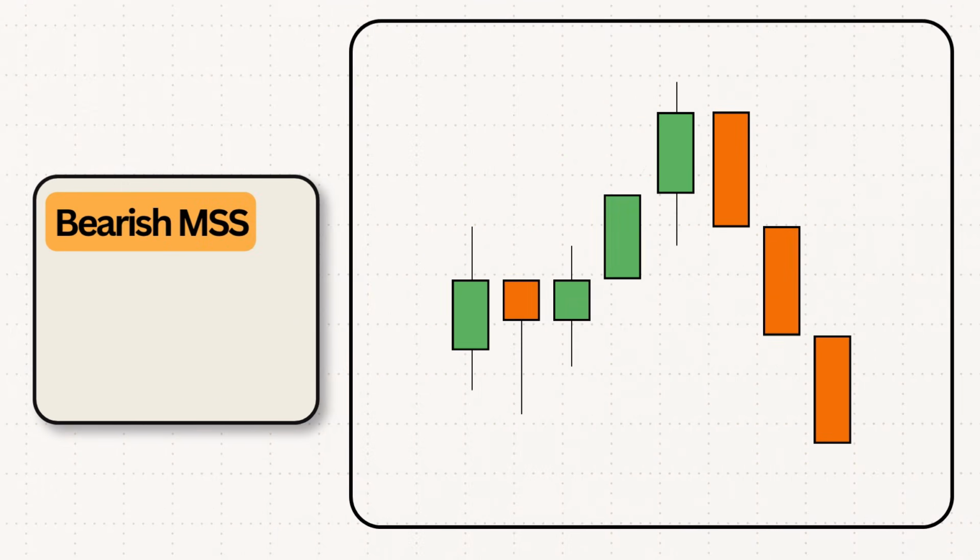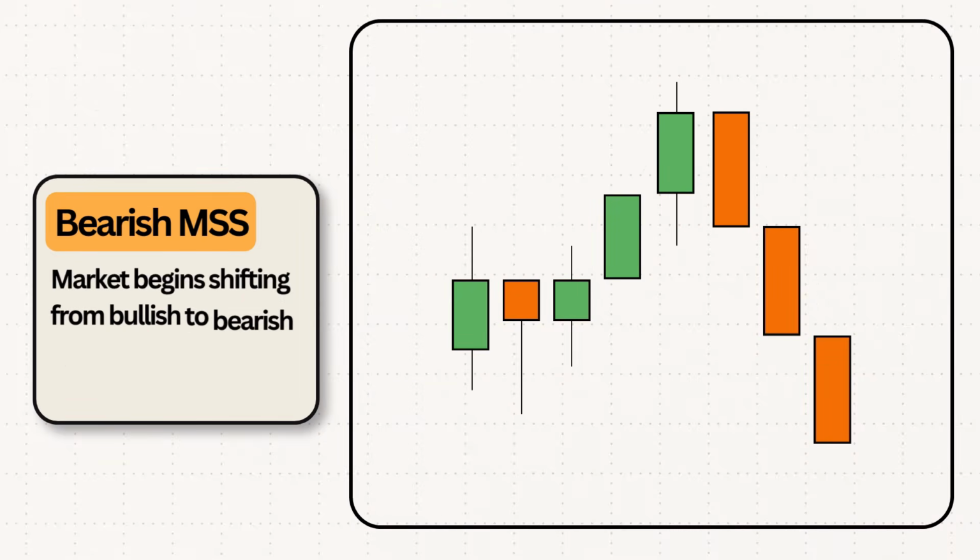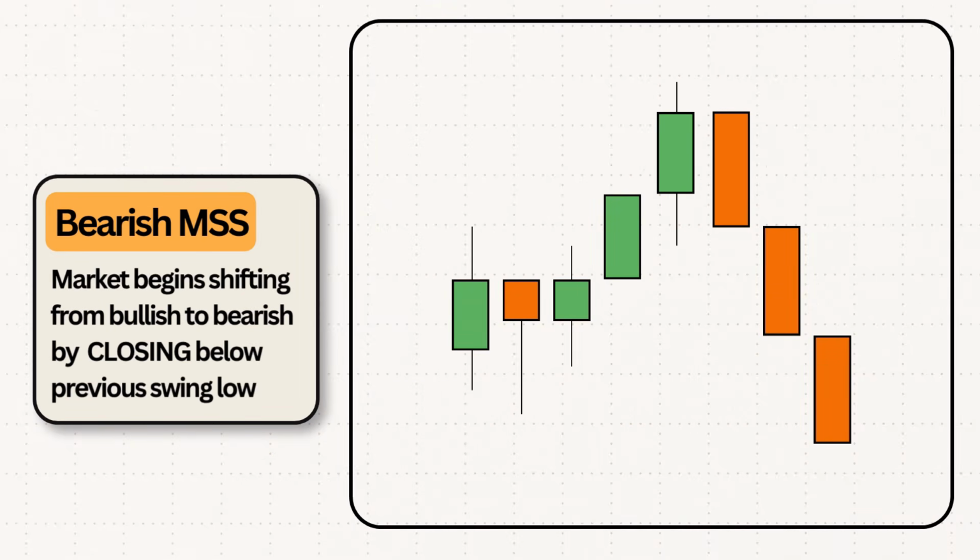And the opposite is true for bearish MSS. A bearish MSS happens when the market begins shifting from bullish to bearish by reclaiming and closing below a previous swing low. Again, this is different from a bearish CISD.